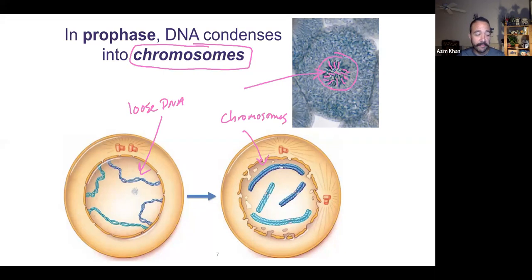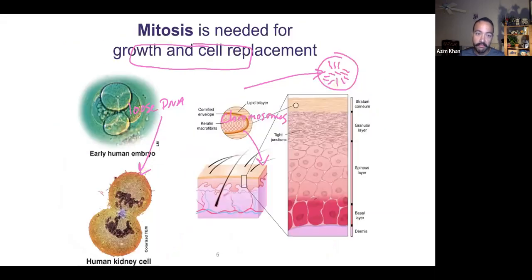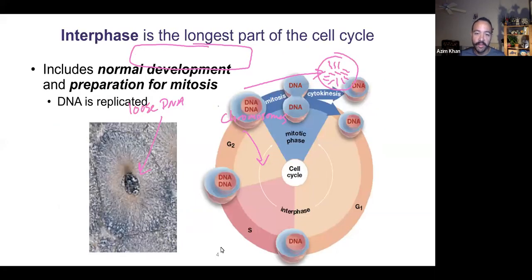Why are they condensing? Remember, we have double the DNA right now. If you go back to slide four, you can see that before the start of mitosis, we've doubled the amount of DNA. We've replicated DNA, two sets of instructions. If you have two sets, you don't need two sets in one cell. You want one set in one cell, one set in another.